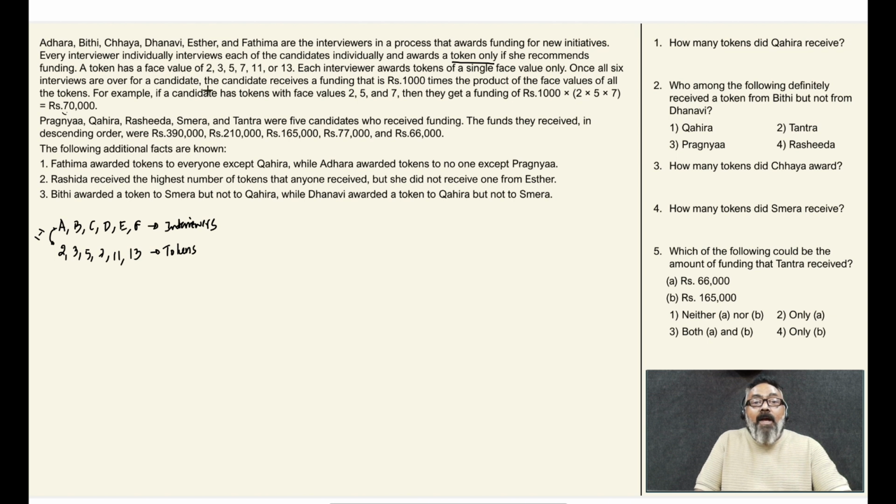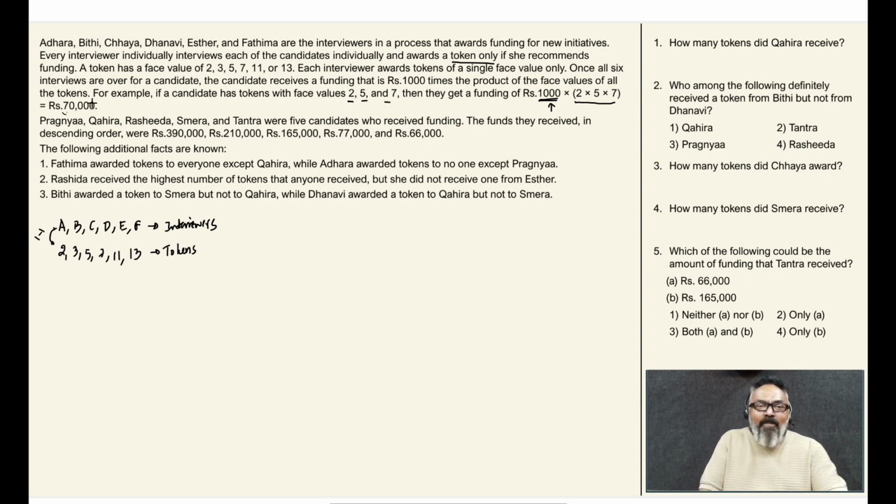So why 6? The candidates receive funding that is 1000 times the product of the face value of all the tokens. Now, for a particular candidate, the candidate has to take an interview with A, B, C, D, E, and F. 6 interviews done. From some they will receive funding, from some they will not receive funding. कोई तो उसको funding देगा, कोई नहीं देगा. And he's saying that if a candidate receives tokens 2, 5, and 7, they get a funding which is 1000 times 2 times 5 times 7.